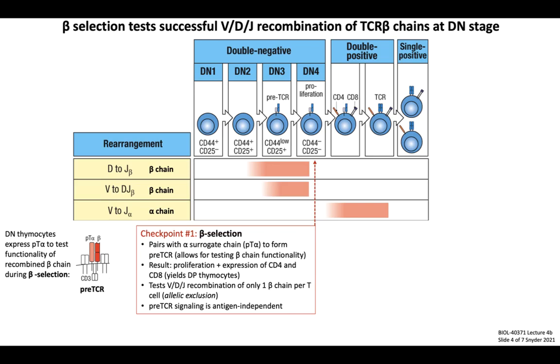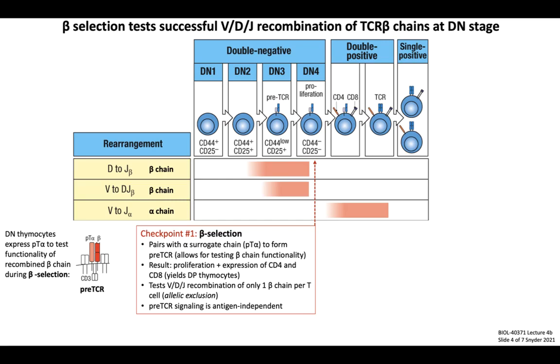There are a few important things to note about beta selection. One is that it requires that only one beta chain be expressed per T cell, which means that only one allele of the VDJ segments in the TCR beta locus is expressed at a time. This is something that we call allelic exclusion, which only happens for the beta chain of the TCR. Also, the signaling initiated through the pre-TCR only requires this coreceptor CD3 and is therefore antigen independent, so it doesn't require recognition of MHC class 1 or 2.